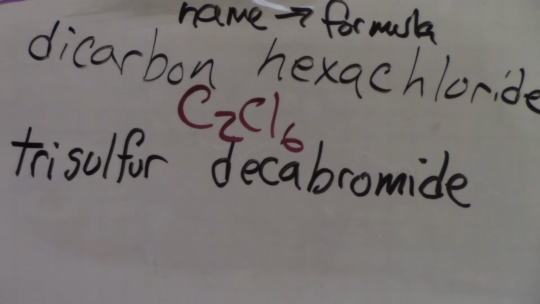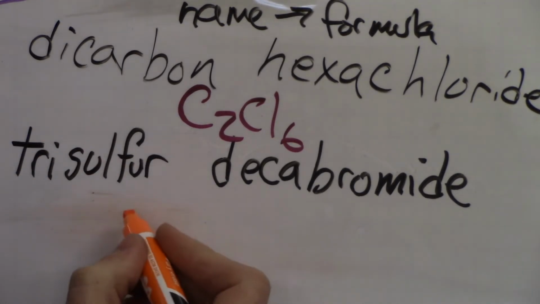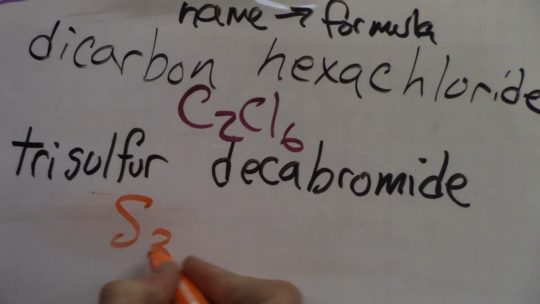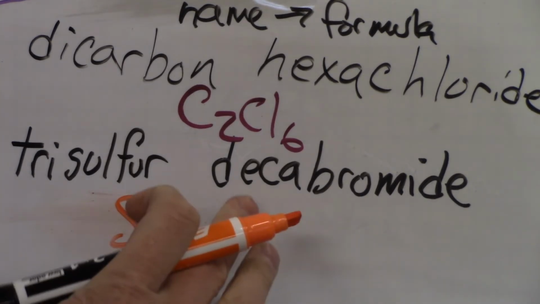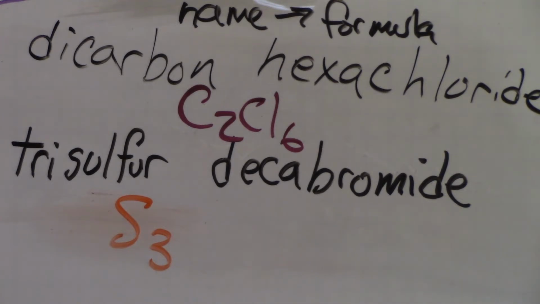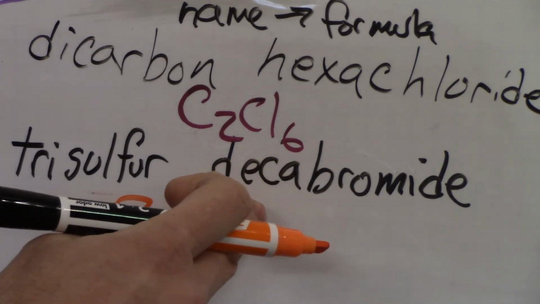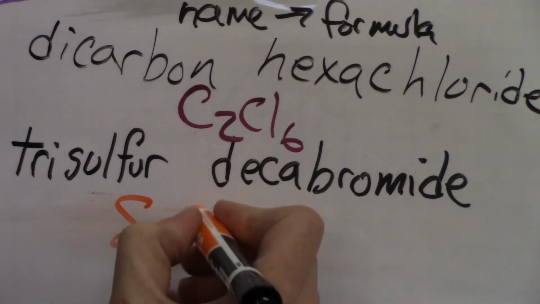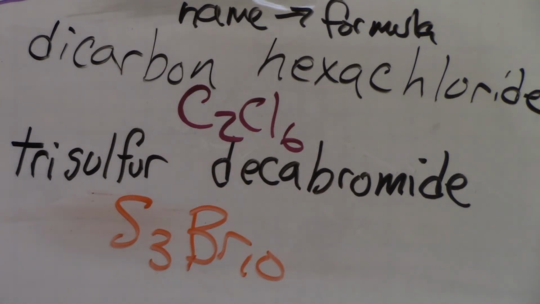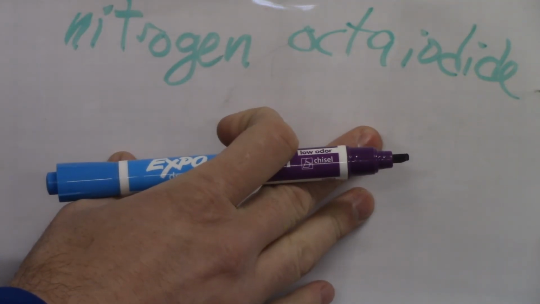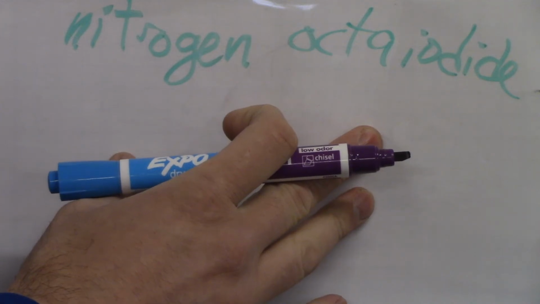Same thing for this one down here. Trisulfur means 3 sulfurs. So 3 sulfurs, and then decabromide. Bromine, that's Br. Write down the symbol, but then this deca means 10. But that seems so much. Yeah, it doesn't matter. I don't know why you'd need trisulfur decabromide. Maybe it, I don't know, cures warts.